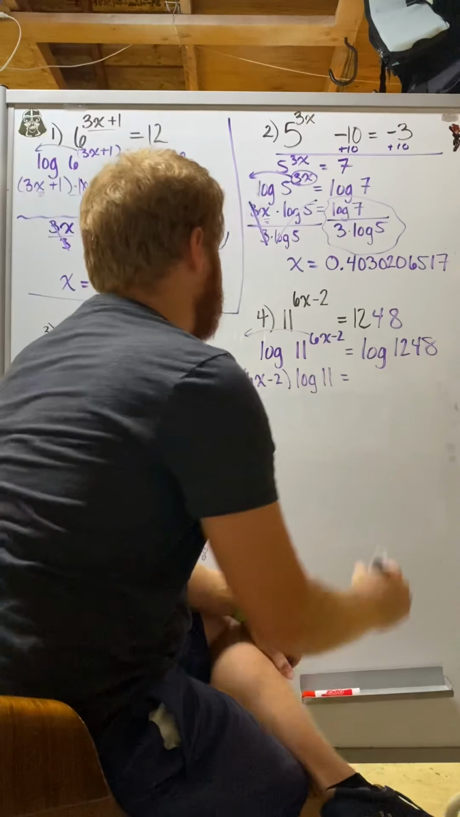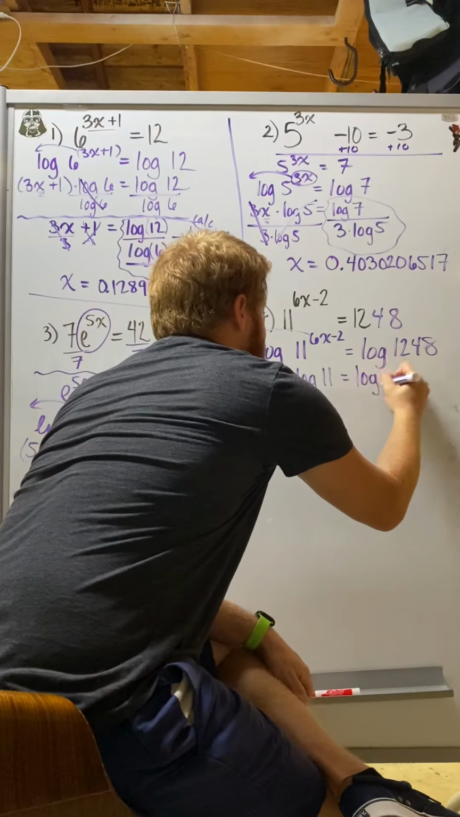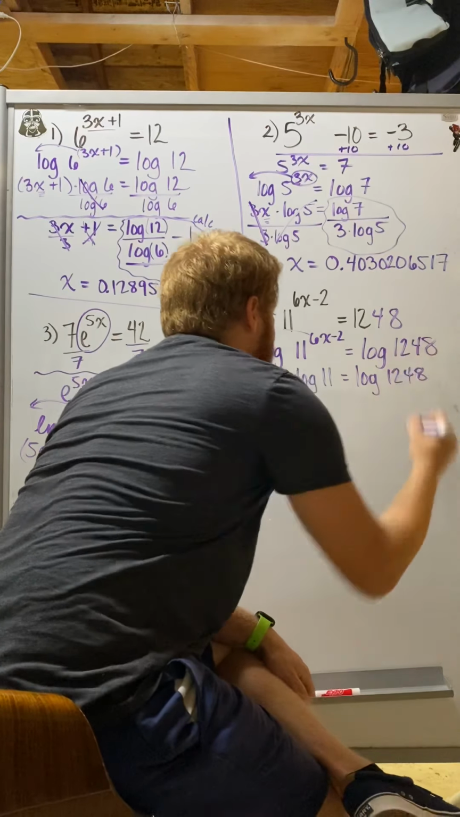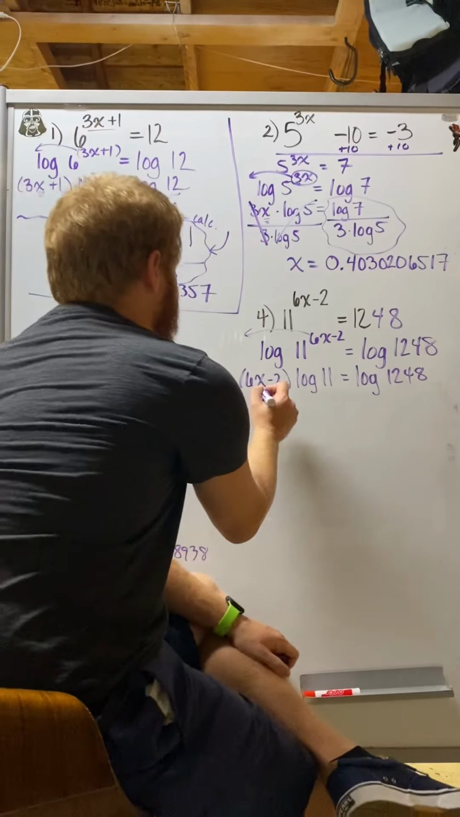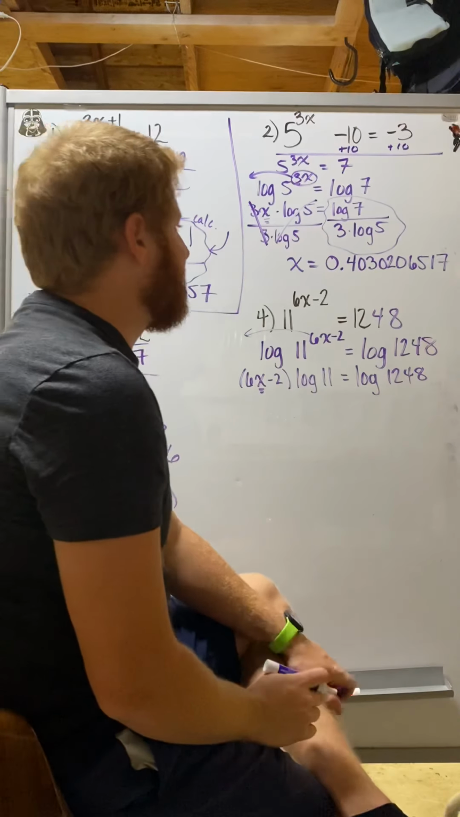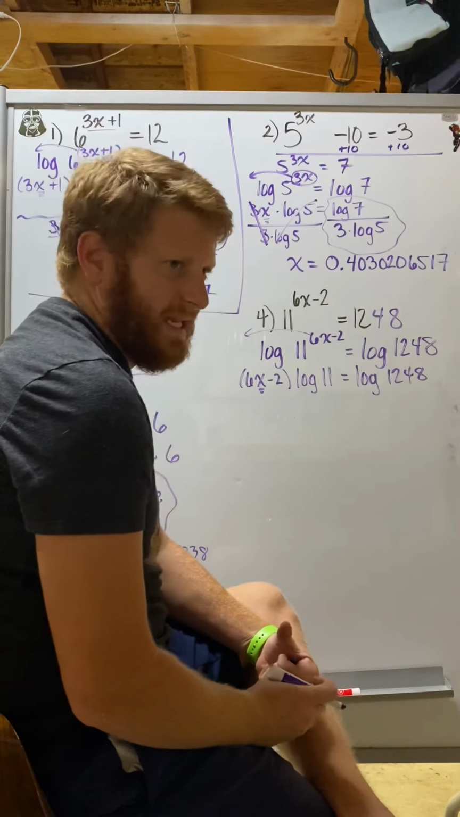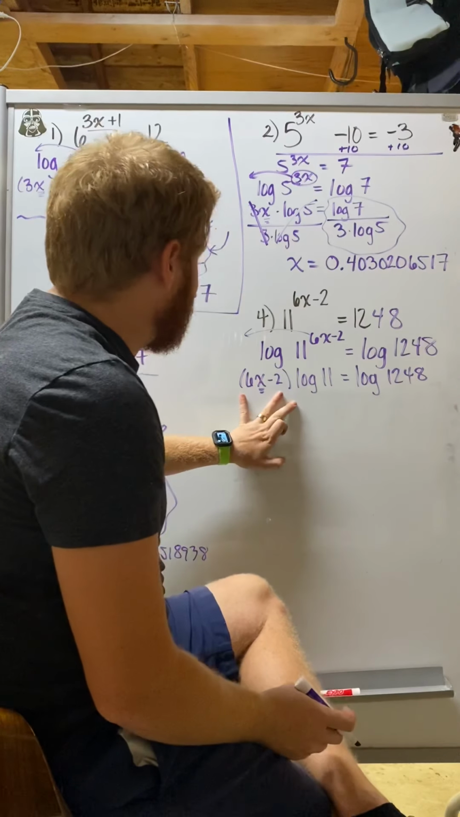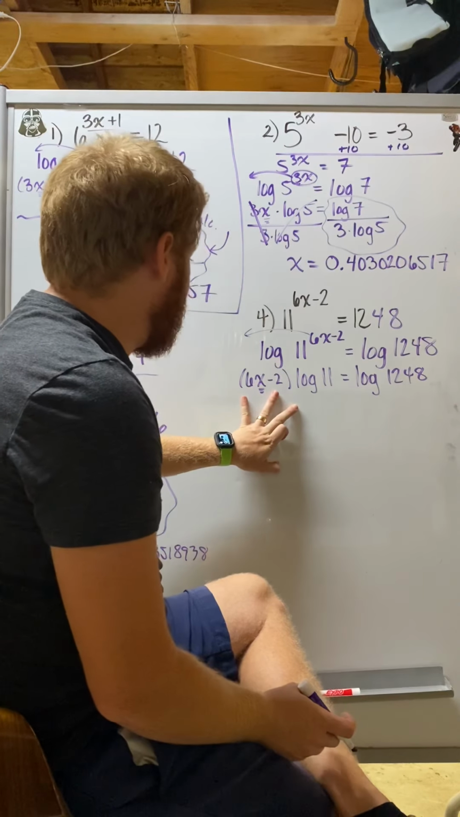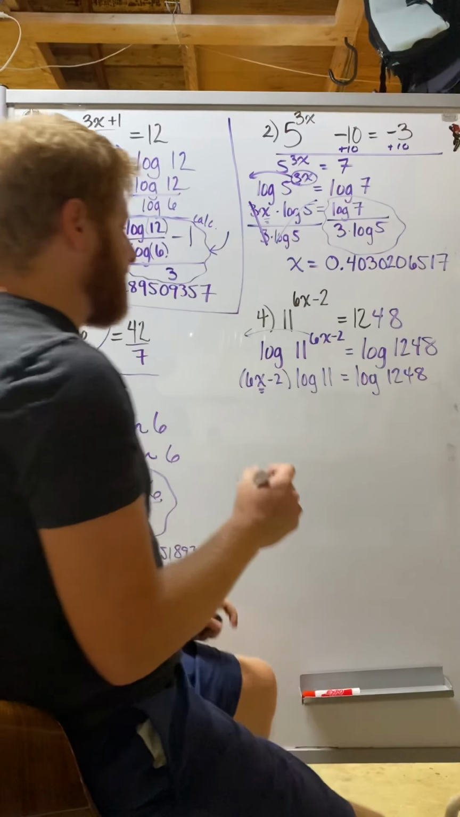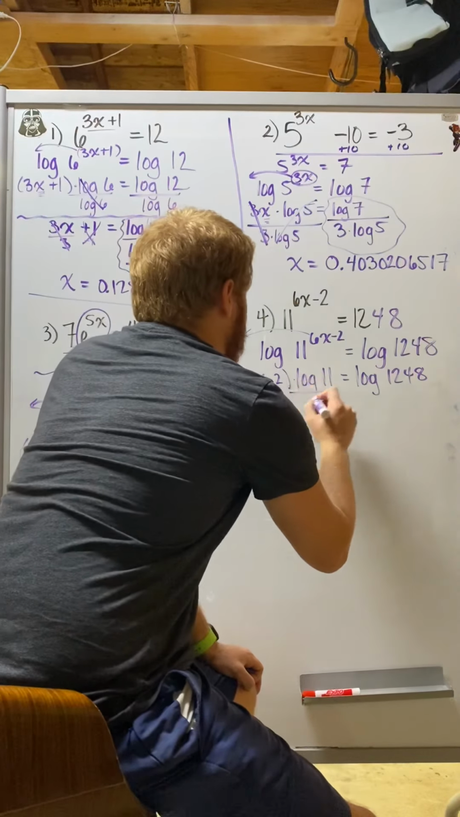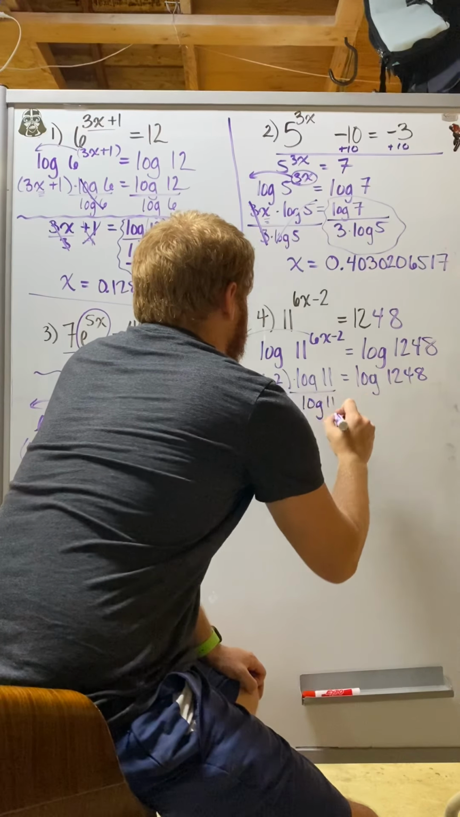There's nothing for me to do on this side, and I'm not going to touch it until I get into calculator ready form. Okay? Now, what do I have to do? The x is the part of this that I need to isolate. This expression in parentheses, which used to be the power, is times by log 11. So my next step is to get rid of that timesing by log 11 by dividing.